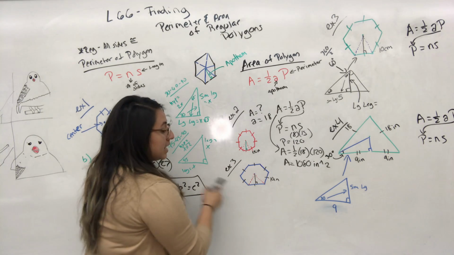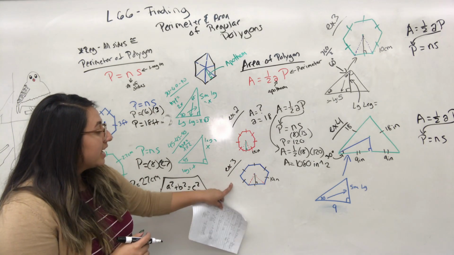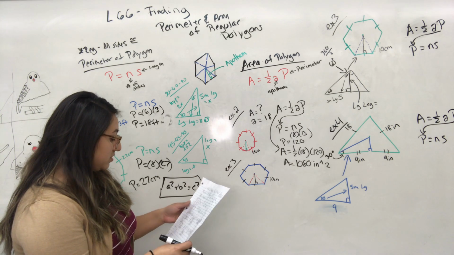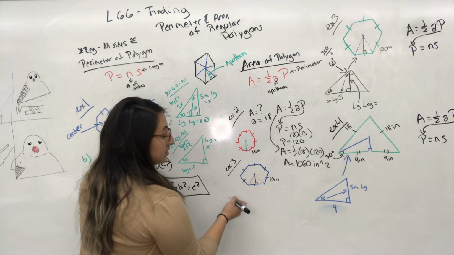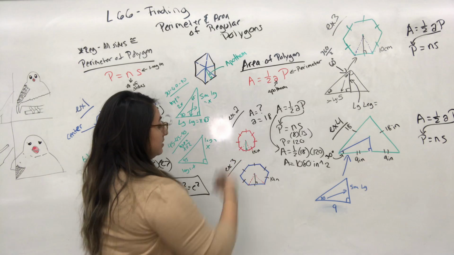Next one, example 3. Here we have the shape. It's going to be, oh, I didn't draw my triangles for this one. Oh, I did. Example 3 is up there.